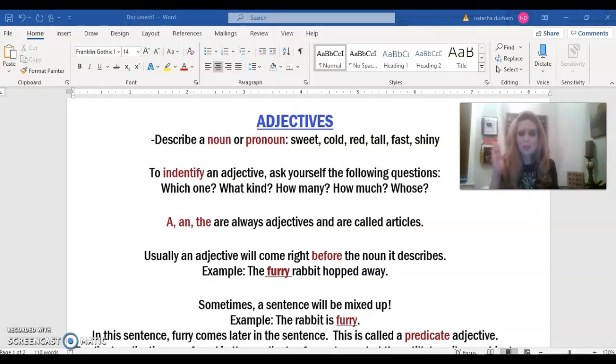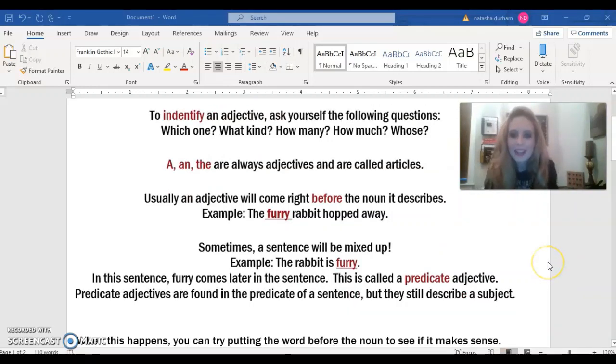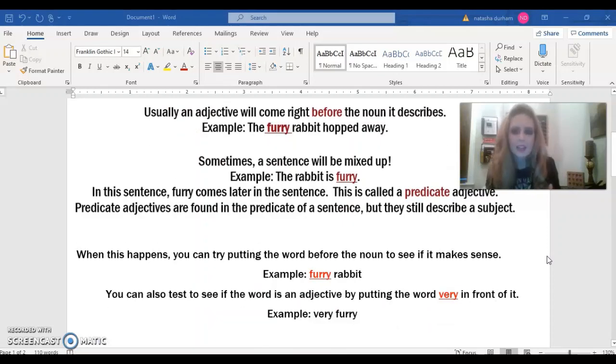Do you remember when we were splitting up sentences and we had subject and predicate? I know you remember that. All right, so predicate adjectives are found in the predicate part of a sentence, but it still describes the subject, okay? So there are some tests we can try out to make sure that a word is an adjective when it comes in the predicate of the sentence.